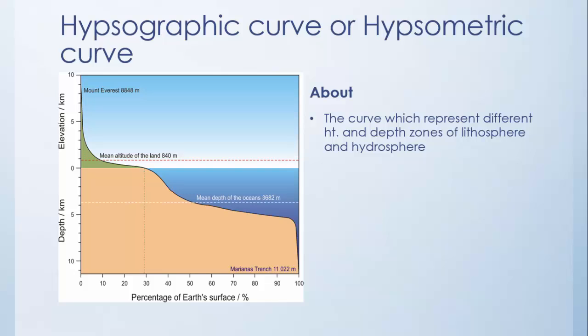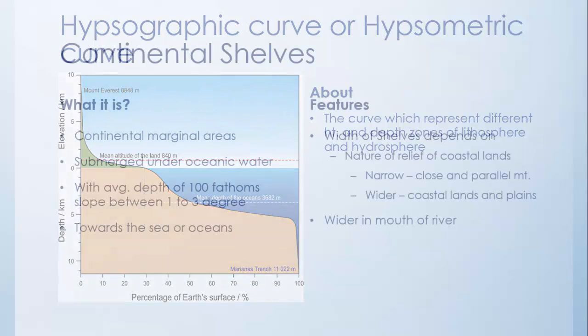Then the Mariana Trench. It is located east of the Philippines. It is about 11,022 meter, about 11 kilometer. Mount Everest is about 8,848 meter, but the Mariana Trench is more than 3,000 meter deeper than Mount Everest is high. Then the mean altitude of the land is about 840 meter. It is essential to keep in mind from the examination point of view.